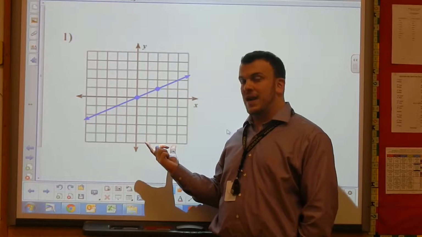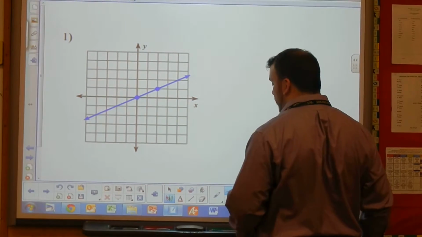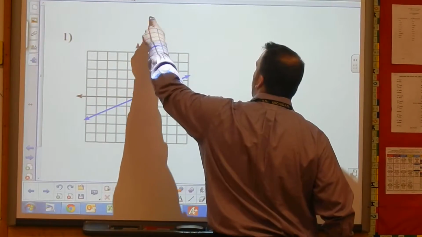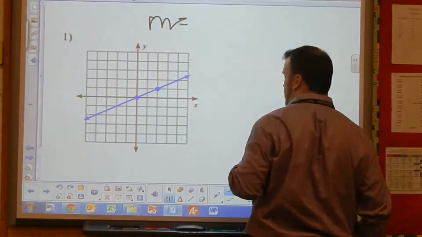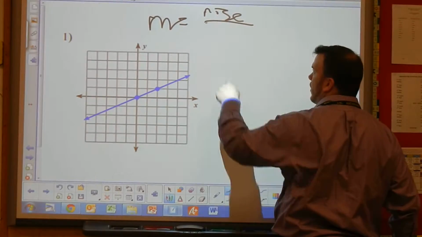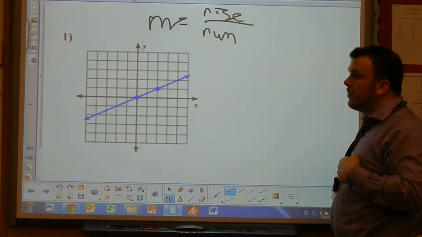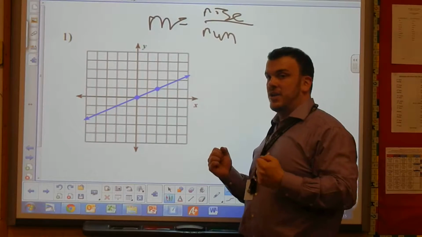Now, with this graphing exercise, if we ever want to deal with our slope, when we find our slope, m equals our rise over our run. So we must first find our rise and our run.